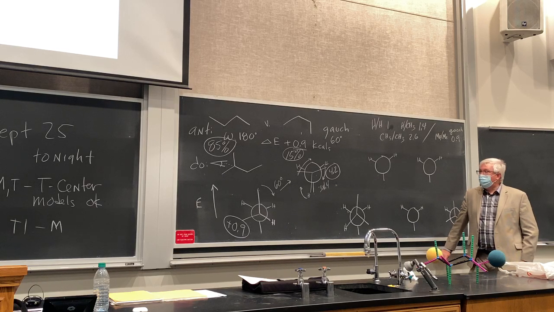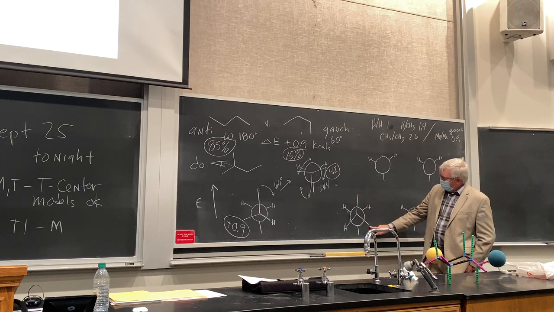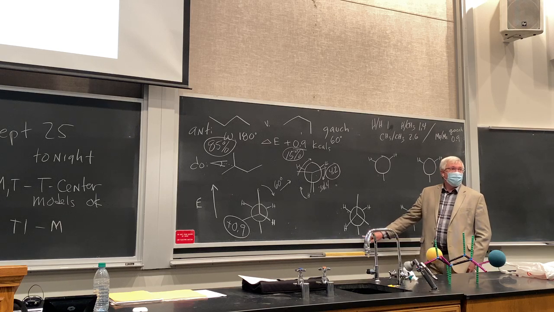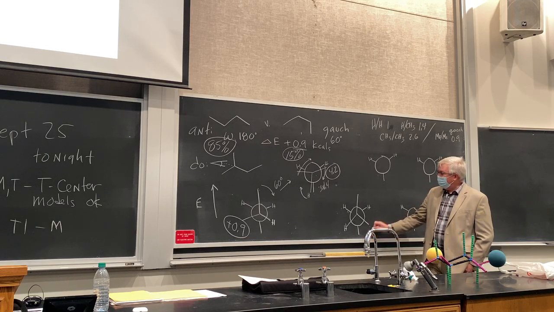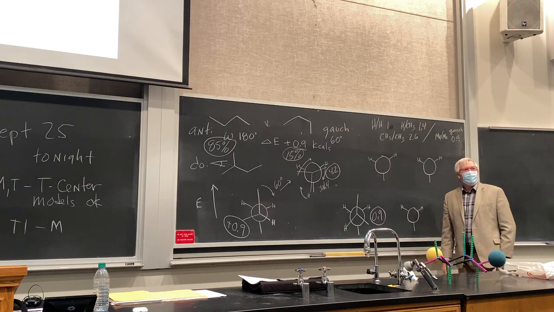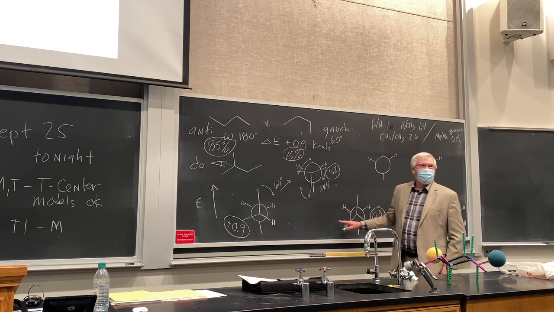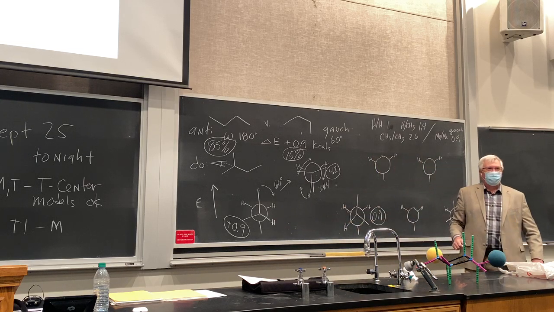And how much energy does it have relative to the others? Let's see, staggered, staggered. What do we have here? Another gauche. So what's the overall energy here? 0.9. So in fact, they're the same. These 2 conformations, you'd say here, right? Just the one gauche. Yes, please.